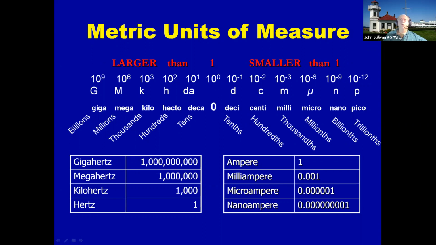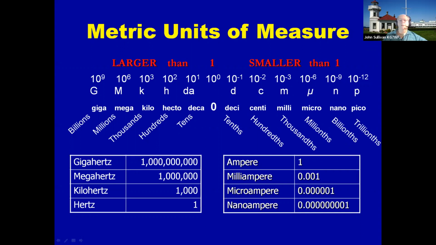Now, if you're going smaller than 1, we're talking about a tenth of something, 1/100th, 1/1000th, 1/1,000,000th, 1/1,000,000,000th, 1/1,000,000,000,000th. And those terms are deci, centi, milli, micro, nano, and pico. You don't see deci much. You will see centi, milli, micro, nano, and pico, however. So if you had 1 ampere, 1/1000th would be a milliampere. 1/1,000,000th would be a microampere. 1/1,000,000,000th would be a nanoampere.